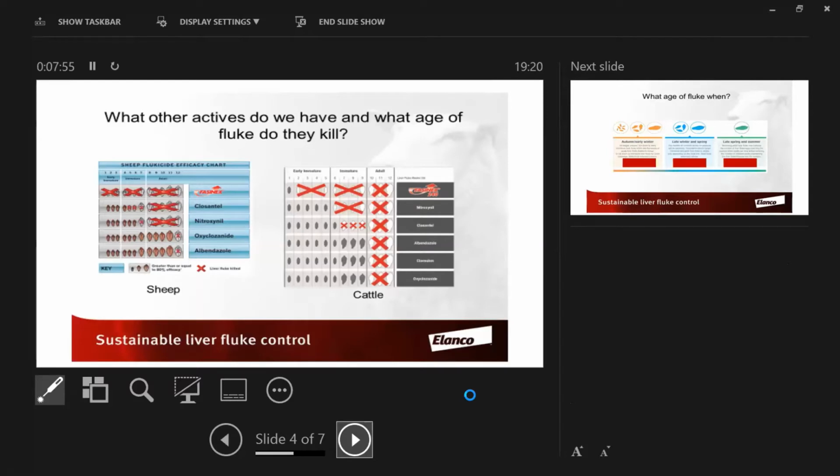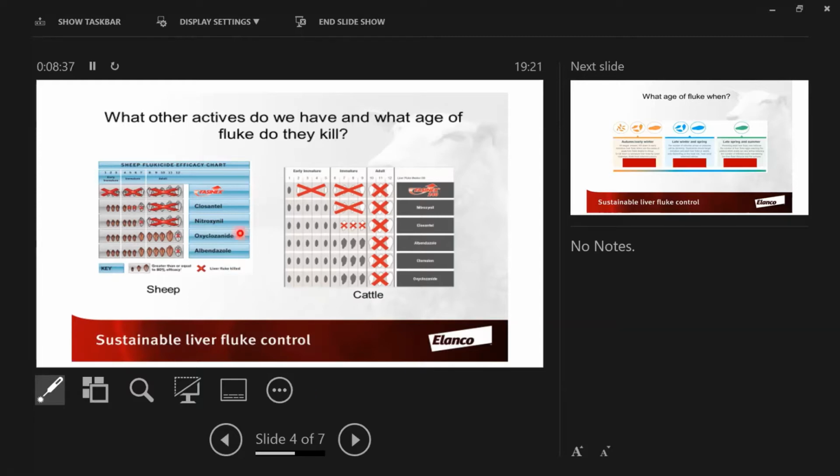Super. So what we're looking at here is a chart of the different products that are available. And yes, it has a few of our trade names in there because we're Elanco, and we're not going to not include our trade names. When we look at the kill rates for different products on the market, there are lots of different products, and they have different kill rates, whether it be sheep or cattle. On the left-hand side of the screen we've got the efficacy charts for sheep, and on the right-hand side, the efficacy charts for cattle.